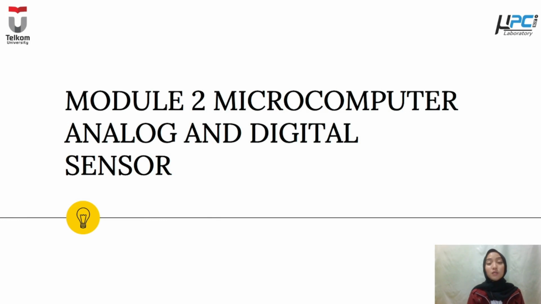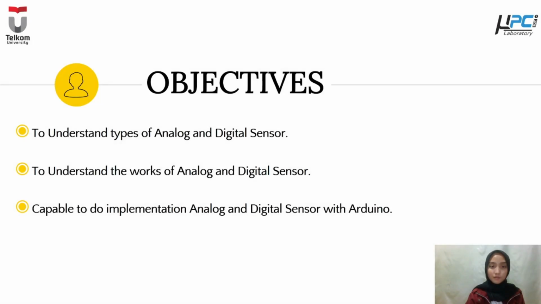So, today we're going to learn the second module. Let's talk about microcomputer, analog and digital sensor. The purposes of this module are to understand the types of analog and digital sensor, to understand how analog and digital sensors work, and also to be capable of implementing analog and digital sensors with Arduino.